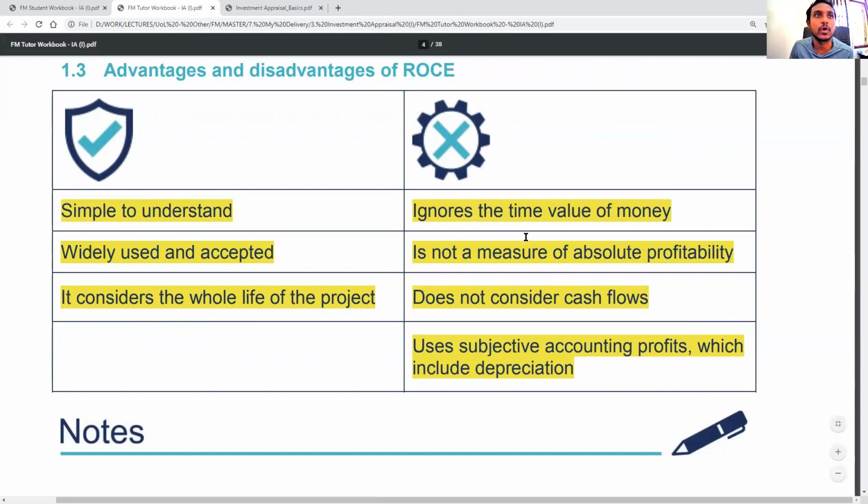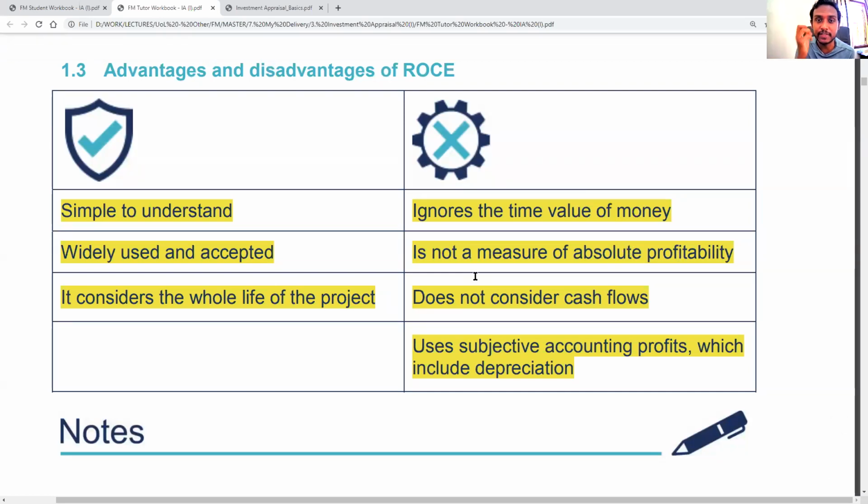I hope you've gone through this. It is simple, widely used and accepted, and considers the entire life, but it ignores the time value of money. It is not a measure of absolute profitability. It is a percentage, so we don't get the absolute figure of how much money we are making. It does not consider cash flows. That is why we call it the accountant's rate of return. It uses subjective accounting profits, which include depreciation, and by various means they can be manipulated if you really know your way around IFRSs.